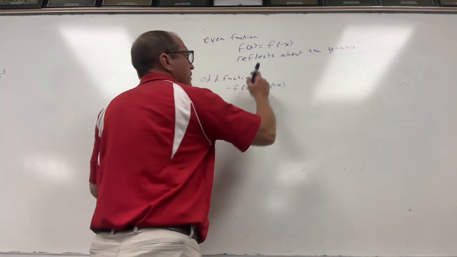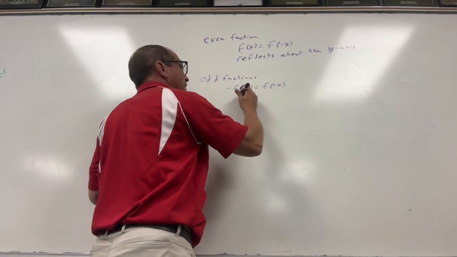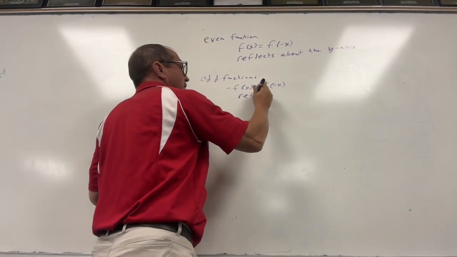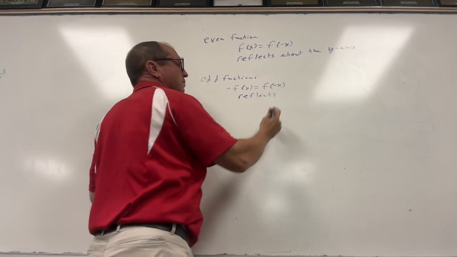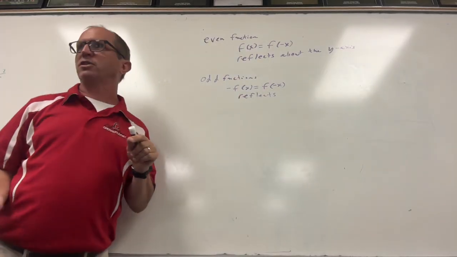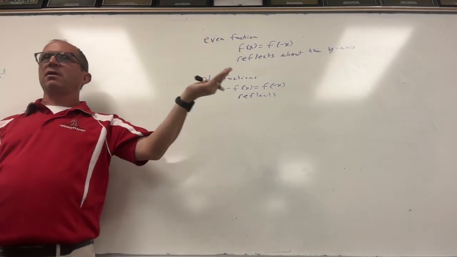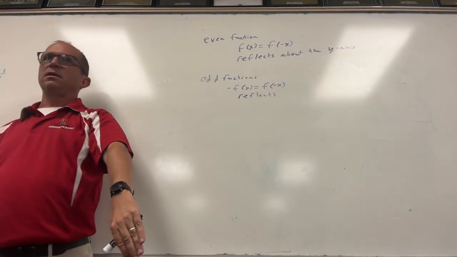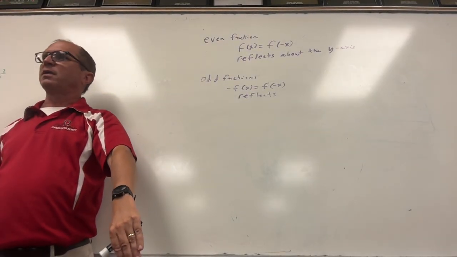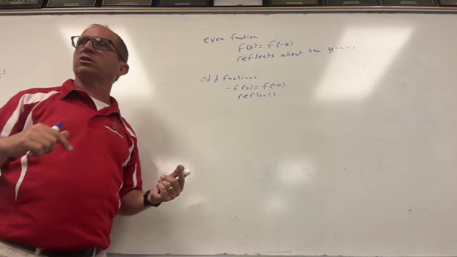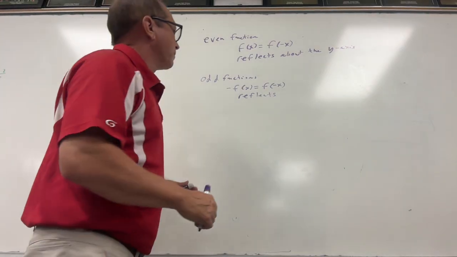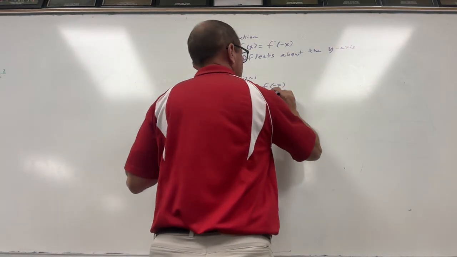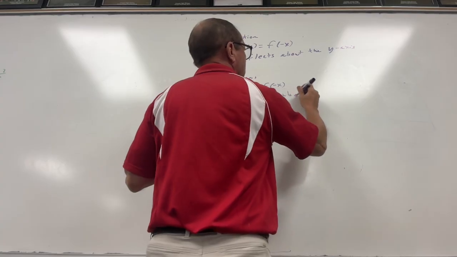Now, this one does not reflect about the x-axis like you might think it does. And the reason we know that is if a function reflects about the x-axis, it's not a function. Because if you take an equation reflected about the x-axis, you wouldn't pass the vertical line test. You would have x values that corresponded with more than one y value. But it is going to reflect about the origin.